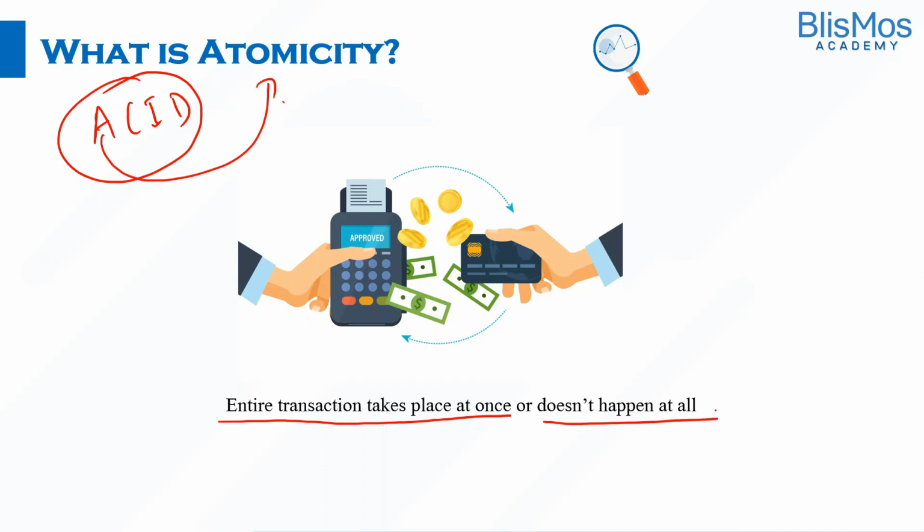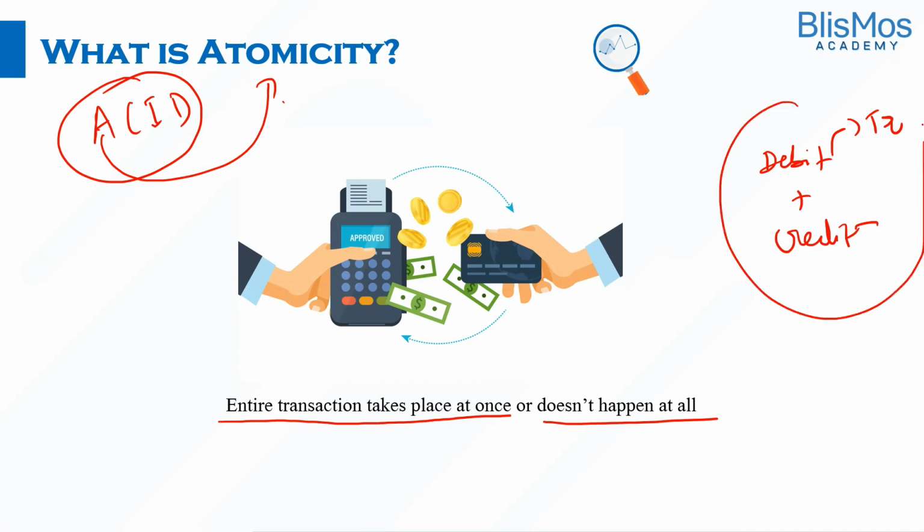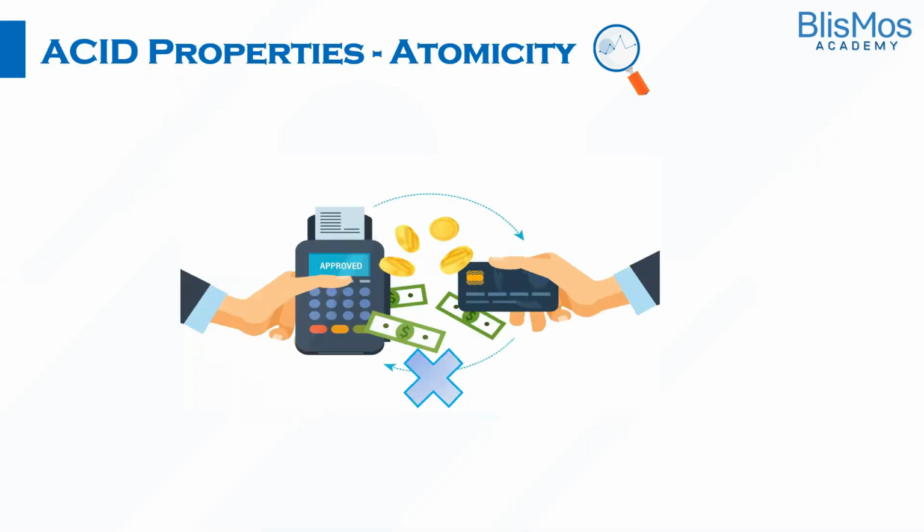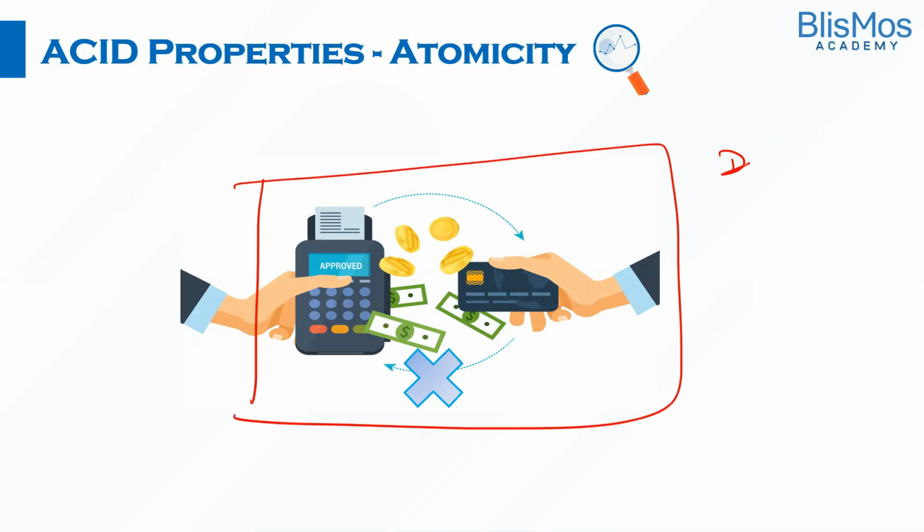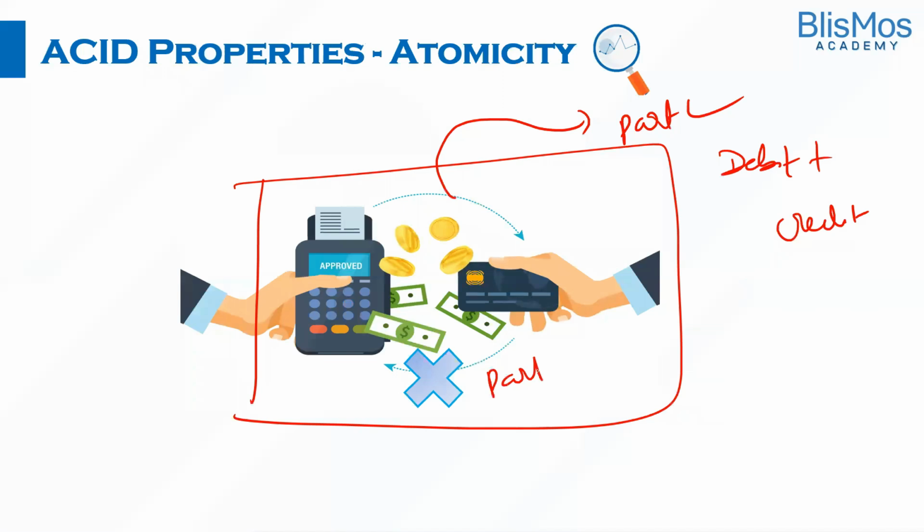doesn't happen at all. If you see here, assuming that any bank transaction involves debit plus credit, debit from a person who is transferring and credit to the person who is getting the money. So here, this whole thing is a transaction. Either this whole thing happens or it doesn't happen at all. So here, as I said, it is a whole transaction, debit plus credit, right? So we cannot say one part of the transaction is fine, another part is not happening. There is no midway. Either the whole transaction happens or doesn't happen at all.